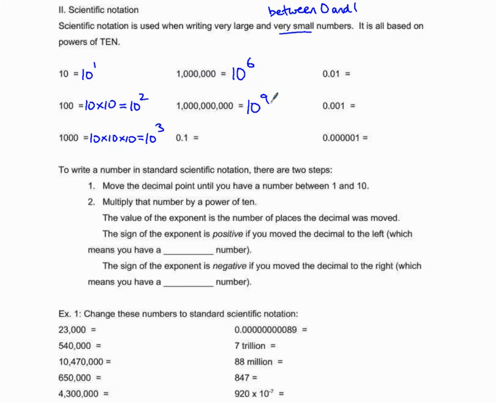And then we have very small numbers, like 0.1. In math, we would call this 1/10, or you could say it's 1 over 10 to the first power. When you have a number with an exponent that's on the bottom of a fraction, you can rewrite it. This would be 10 to the negative first.